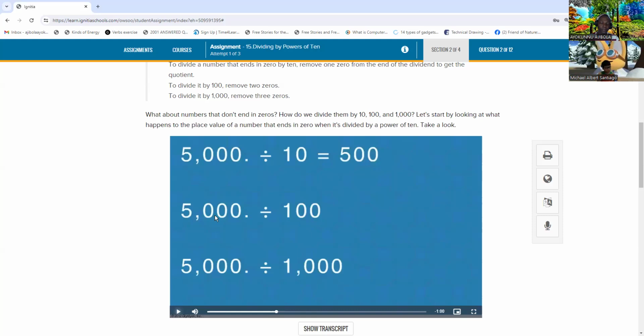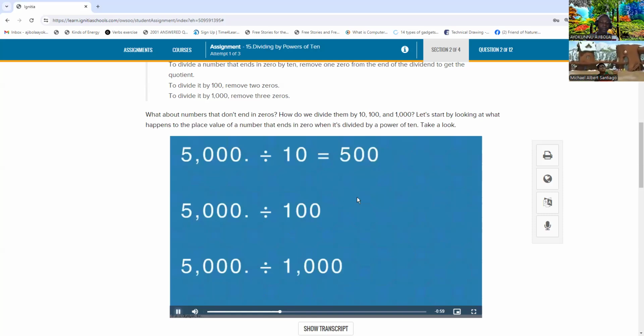Is that clear? Okay. Then when we divide by 1,000, which is the third example, we move the point 3 times. 1, 2, and 3. Then we have 5.000 as the answer. Then again, the zeros are not necessary, so the answer will be 5. So the same thing is what we're going to do with numbers that don't end in 0, when we're dividing by 10, by 100, and by 1,000. Is that clear?